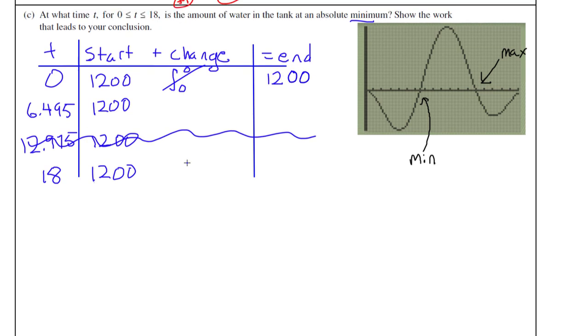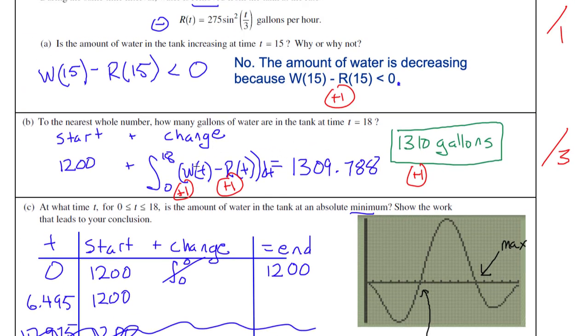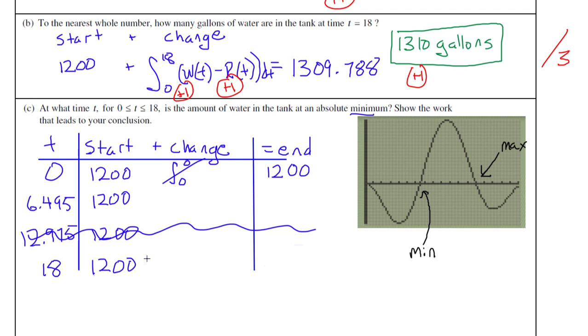We already calculated this last one right here. We calculated that back here. We did 1,200 plus the integral between 0 and 18. So this is plus the integral from 0 to 18 of capital W minus capital R. And that was 1,309.788. That was from part B. The only thing that we need to calculate is right here and find the smallest value. So far, this one is winning for the smallest value.